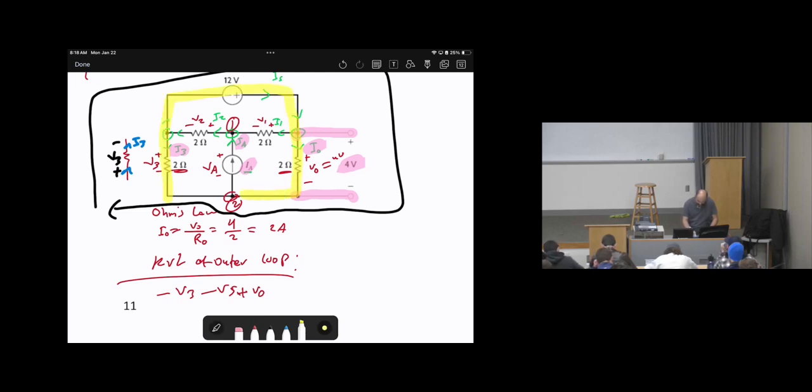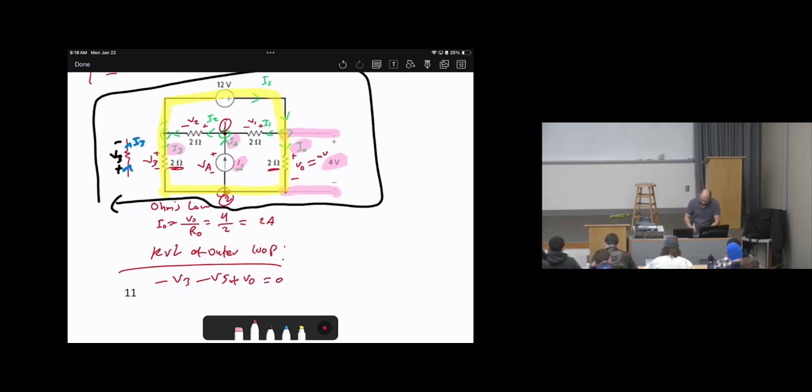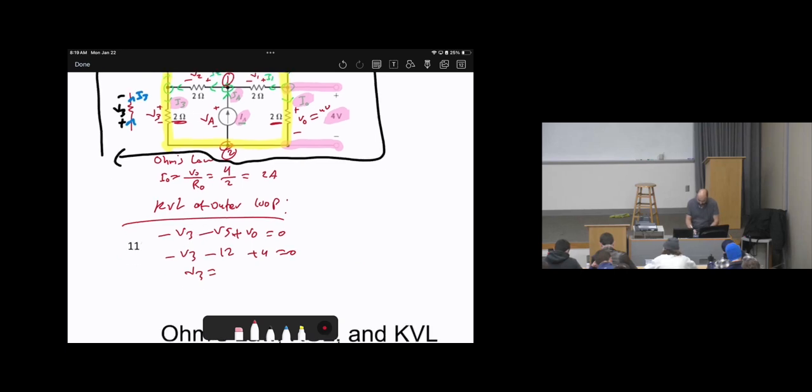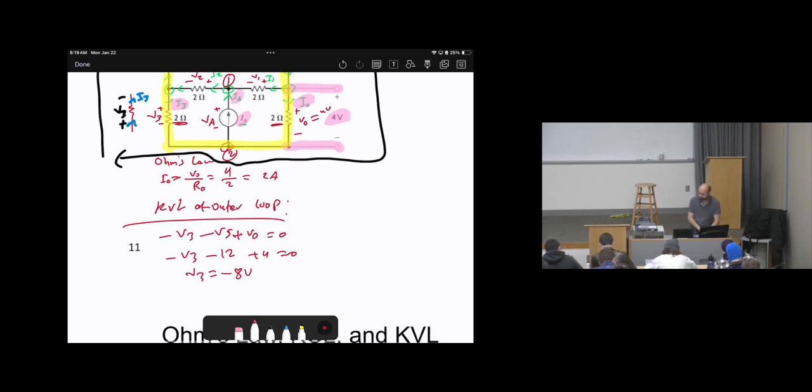Then keep going, no other elements. We are done with the loop. Therefore, it will equal 0. Substitute the values. V3 is unknown. V source is given as 12 volts. VO is given as 4 volts. V3 minus 12 plus 4 equals 0. As a result, V3 will be moving to the other side, will be negative 8 volts.